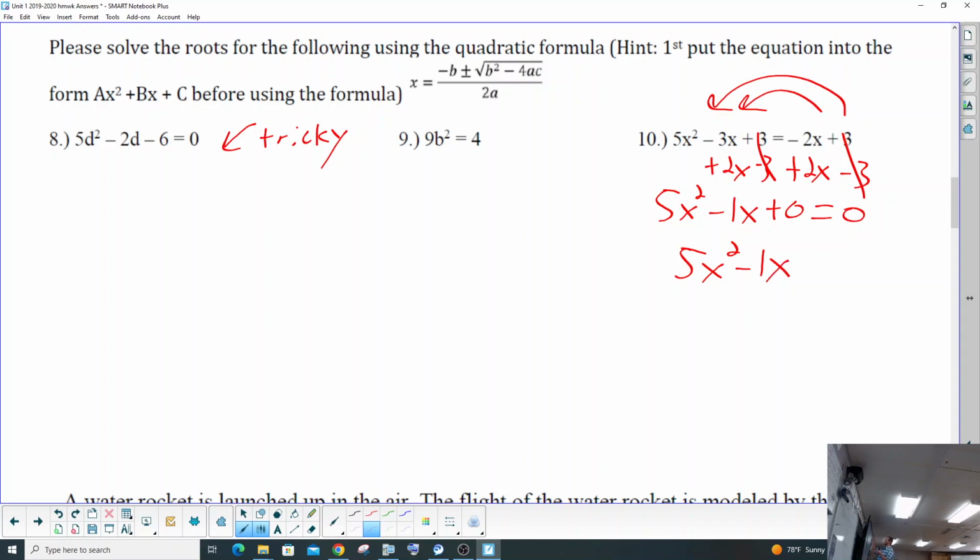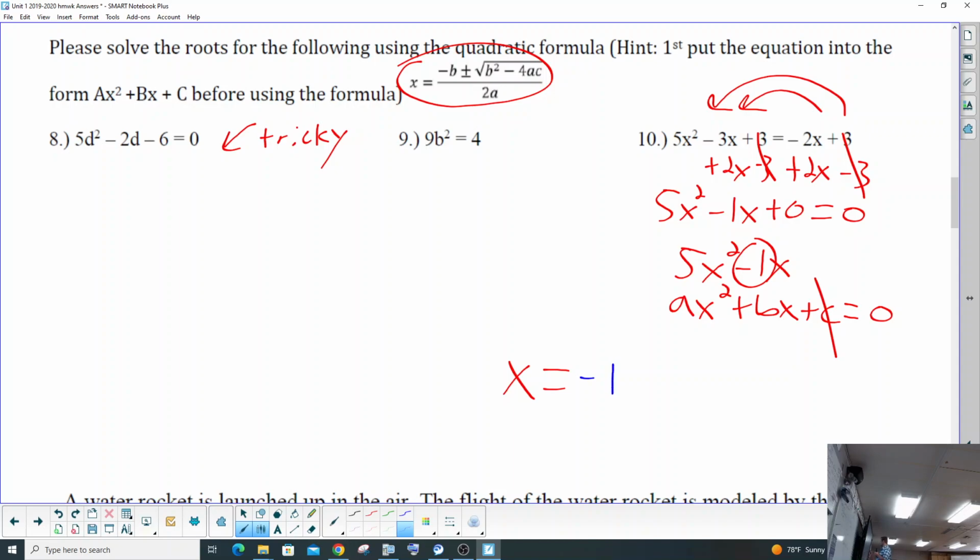So we get 5x squared. Negative 3x plus 2x is negative 1x because the 3's cancel. So that's silly. That just goes away. So if we're using the quadratic formula, right, you'd have your a, so basically ax squared plus bx plus c. But in this case, we don't have a c.